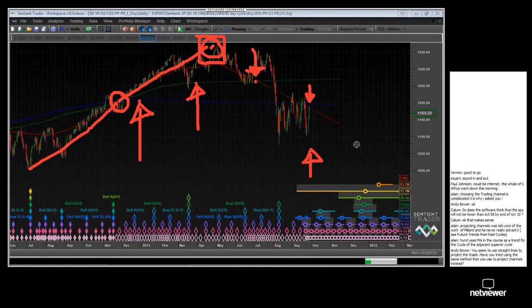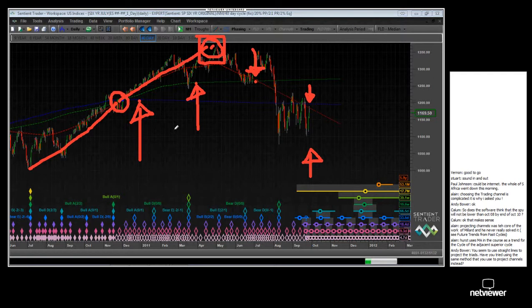And that is why, in answer to Andy's question, he says, you seem to use straight lines to project the triads. Have you tried using the same method that you use to project channels instead? Yes, the channels use a regression method combined with a sine wave projection of where the cycle is expected to move. And I have tried it, and it wasn't very effective. As a result, I use a straight line projection because I believe that is the most accurate. And I did many tests, and I proved to my satisfaction that it is the most accurate.